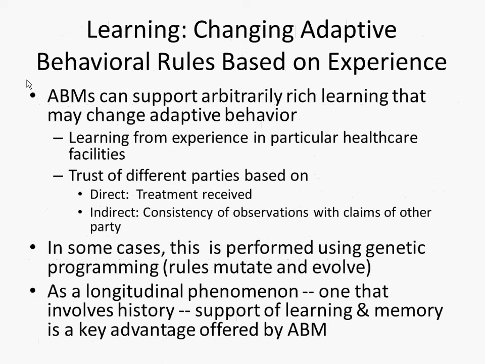So another phenomenon is learning. Agents can learn within these models. We can build in learning for agents. And learning may in fact change adaptive behavior. It may be a type of adaptive behavior that involves longer term recollection. It's not just adaptation based on the current situation around you right now.